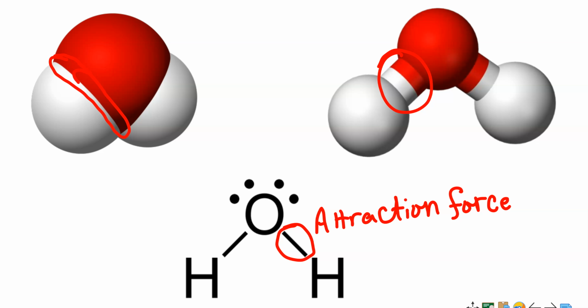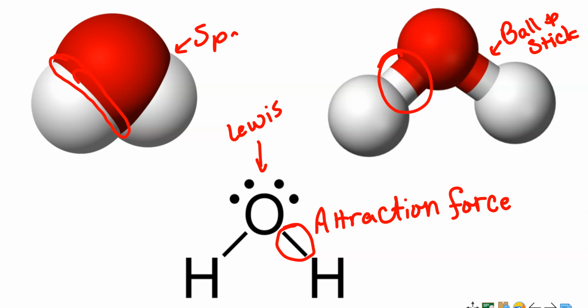Now these are different ways to show them. This is called a Lewis dot structure, or a Lewis structure. This is called a ball and stick. And this last one is called a space-filling model. But they all show the same thing. They all show one oxygen bonded to two hydrogens.